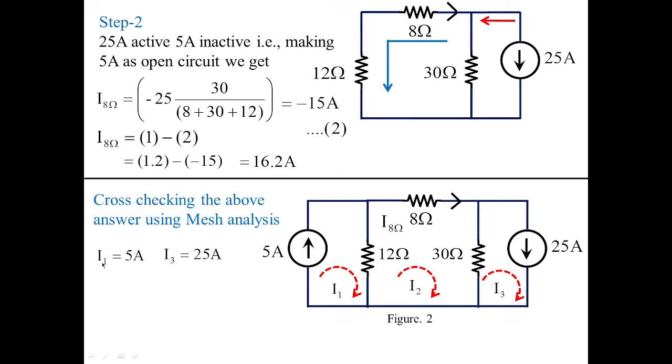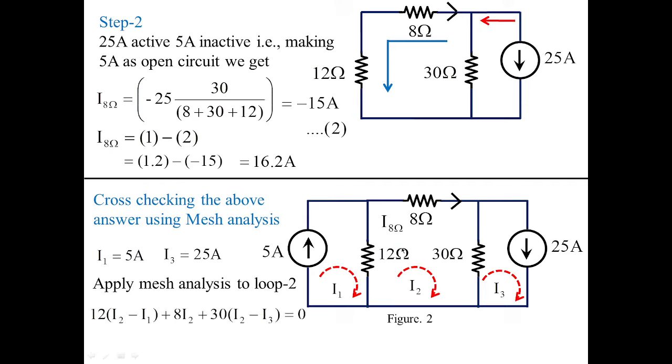So once we get the values of I1 and I3, I'll concentrate on loop 2. Applying mesh analysis to loop 2, the inner loop: I'm starting with this drop, 12 times (I2 minus I1) plus 8 I2 plus 30 times (I2 minus I3) equal to 0. With this I get the value of I2 as 16.2 amperes. So you can see the result, 16.2 amperes. We got the same using the superposition theorem.